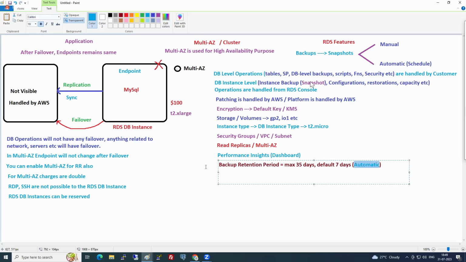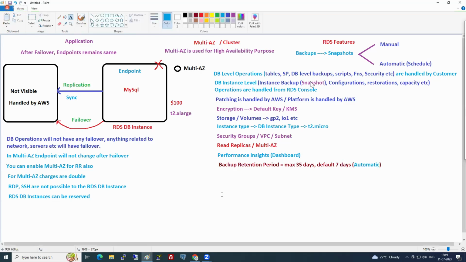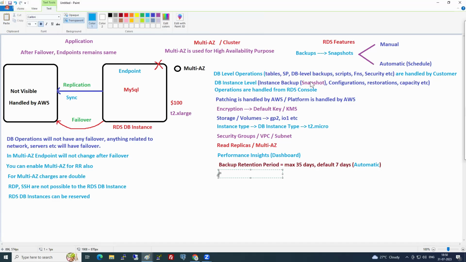Guys, for manual backups, do we have any retention period? No. You are taking the manual backup. Will it get deleted automatically? No, unless you go and delete it, it will be there forever. So there is no retention period for manual backups. You need to delete it manually.